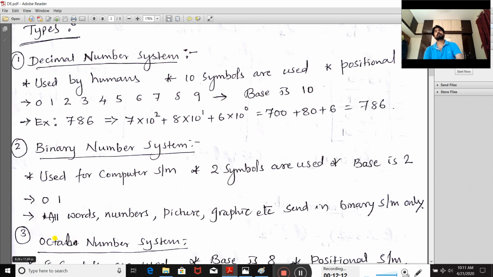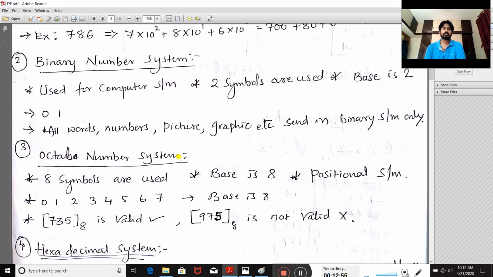Now, because the computer doesn't understand decimal numbers or any words, it will understand only zeros and 1s. So if you want to transfer any word, number, picture or graphic, all of these should be converted in terms of binary and then sent in the binary system only. Then only the computer will understand. Otherwise it cannot understand words or spellings. It uses only zeros and 1s, so we have to convert everything into zeros and 1s.